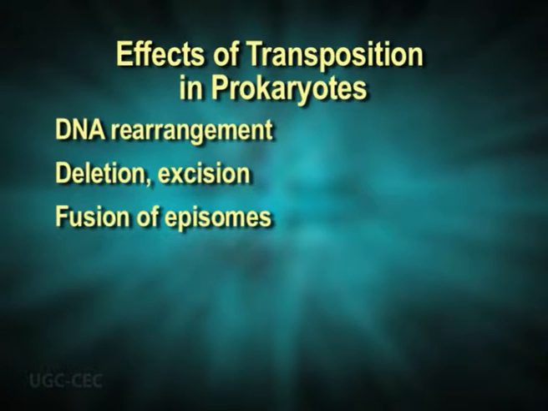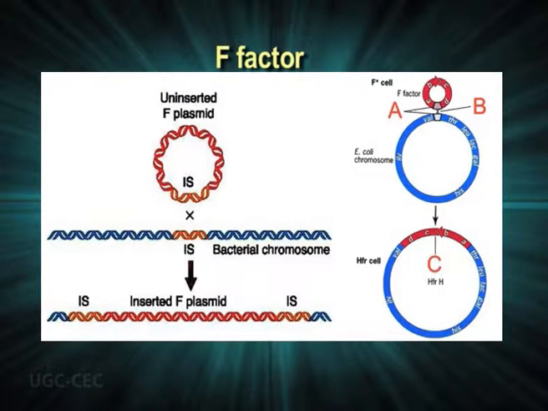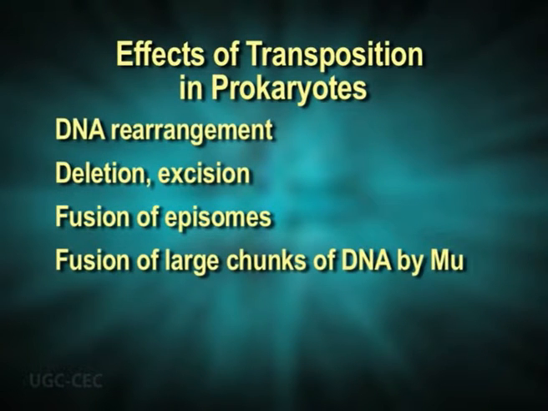The best example we studied is the F factor, which integrates into the bacterial chromosome, the DNA of E. coli. Then there is fusion of large chunks of DNA, and this is a very important application of Bacteriophage Mu, because in conventional molecular biology methods we cannot move around large chunks of DNA, but we can utilize Bacteriophage Mu. Because of the presence of MuA, we can put the gene of interest or the chunk of DNA of interest within that transposon, and because of the movement of the transposon, the whole chunk will move to a new locus.